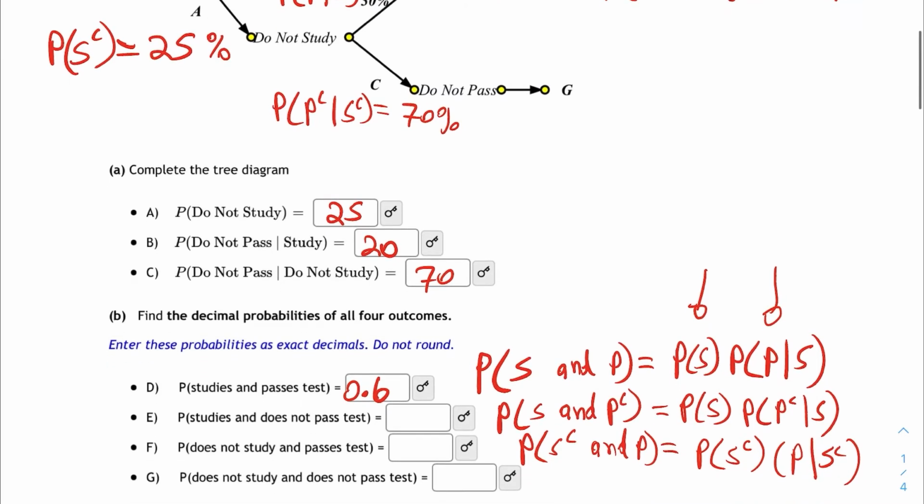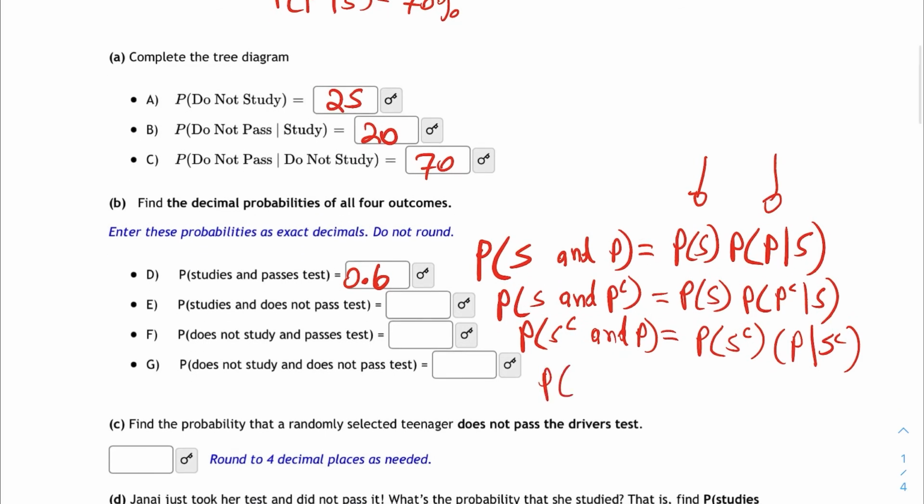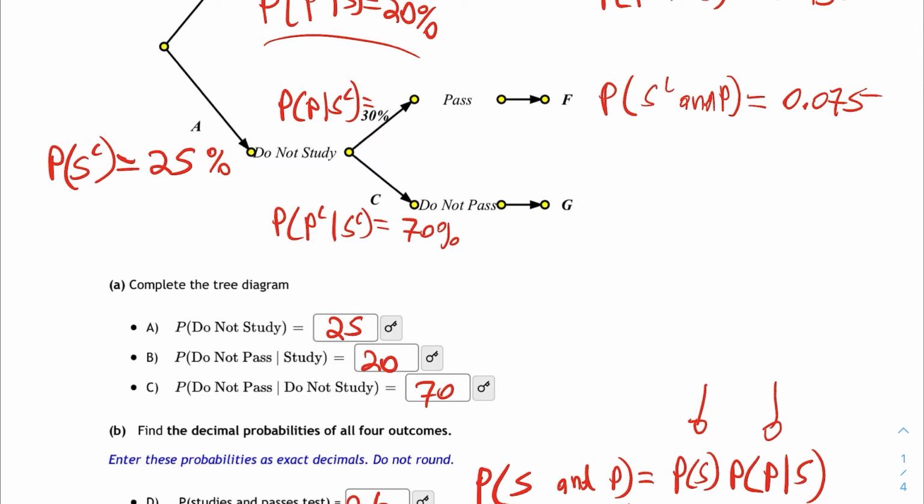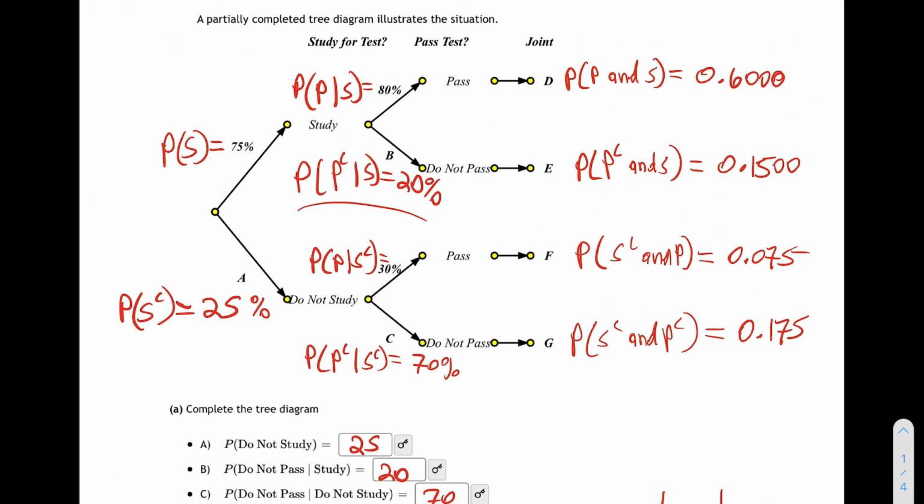And last, the bottom one there is the probability of not studying and not passing. And that's equal to the probability of not studying times the probability of not passing given that you didn't study. All right, and that's just that last branch. So 0.25 times 0.7, this is the probability of not studying and not passing, which is equal to 0.175. So there we filled out not only the conditionals in the tree diagram, but also the joint probabilities.